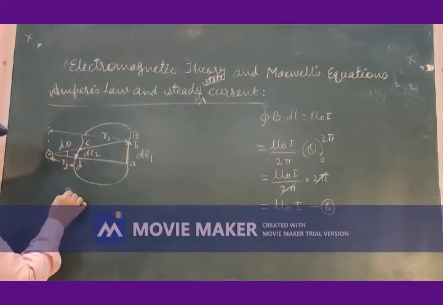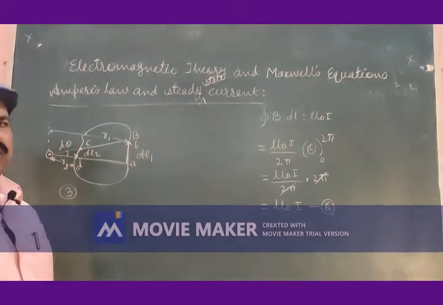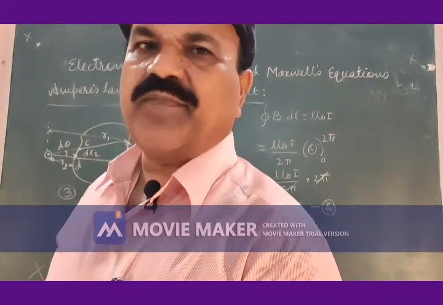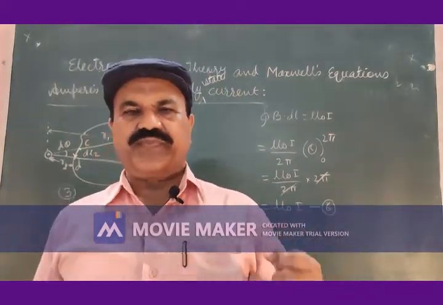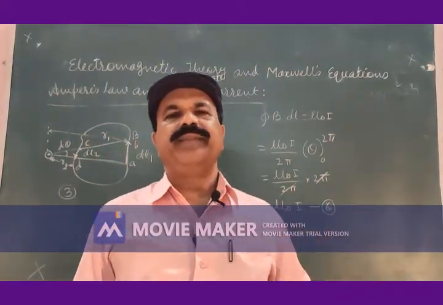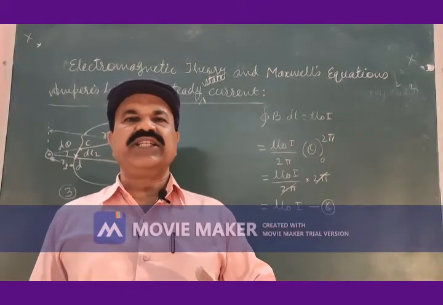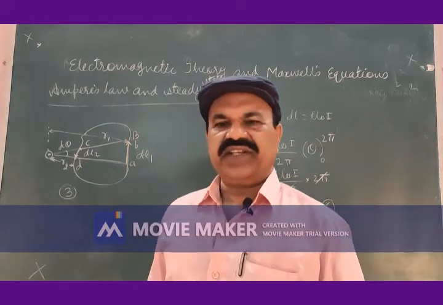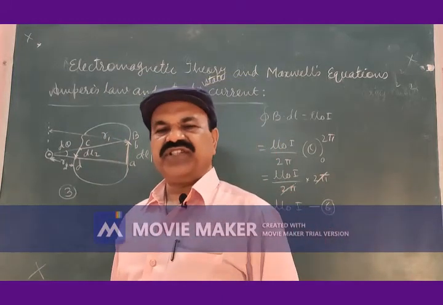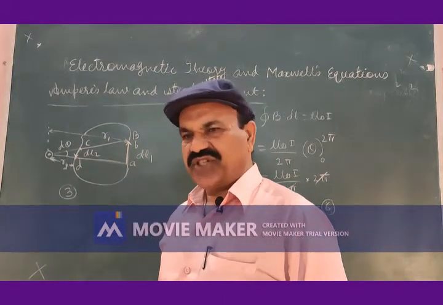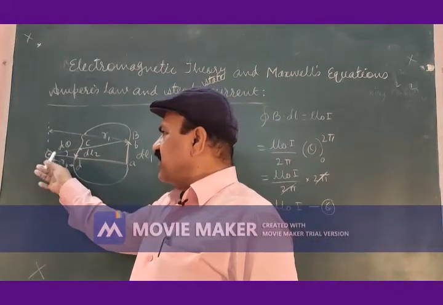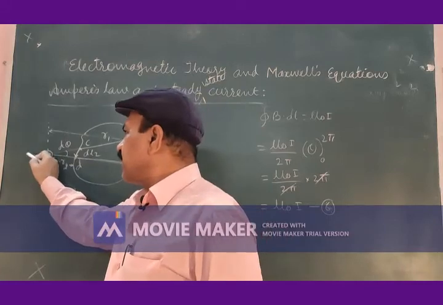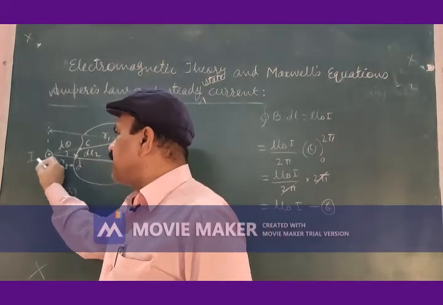Figure 3. Let us suppose that there is this type of situation and we want to apply the Ampere circuital law to this situation. Let us try to understand what is the situation. This is the conductor, current is flowing through the conductor. Current flowing through the conductor is I.